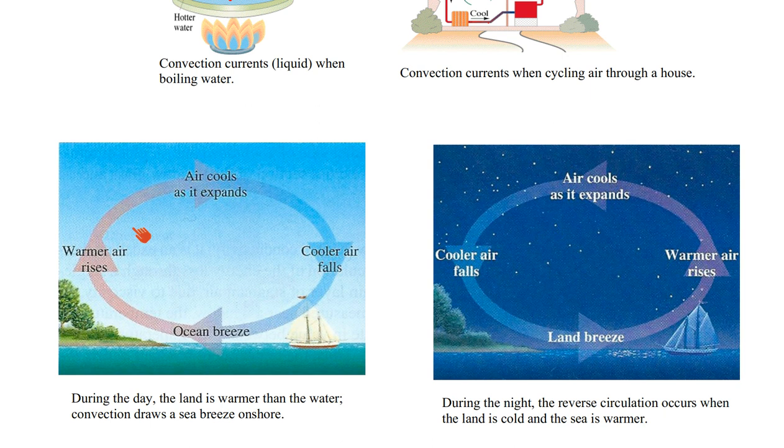Now in the evening or at nighttime, the opposite effect occurs. The water doesn't cool down as quickly, so it's now warmer relative to the ground, and it warms the air above it. That air above the water is going to rise, and then it's going to cool. Eventually, the cool air comes down along the ground, and so we get this nice land breeze, if you're, say, on a ship.